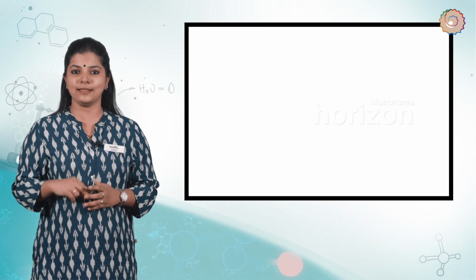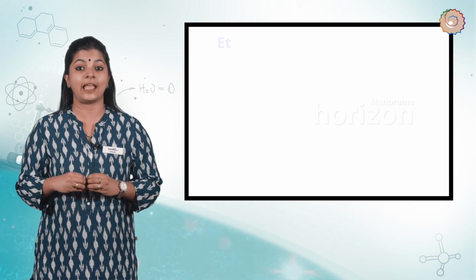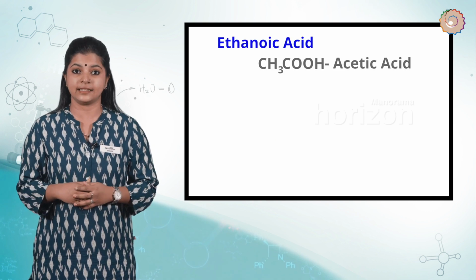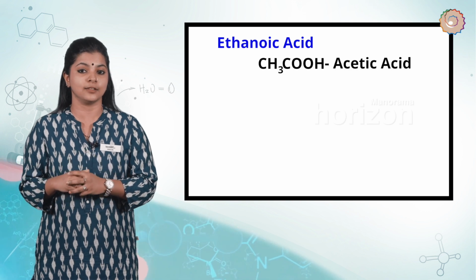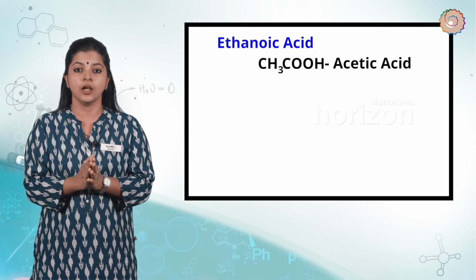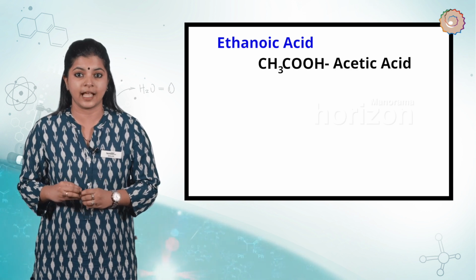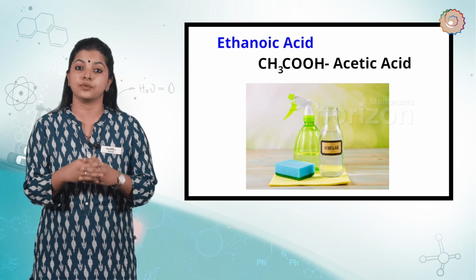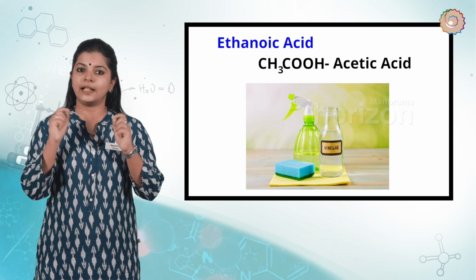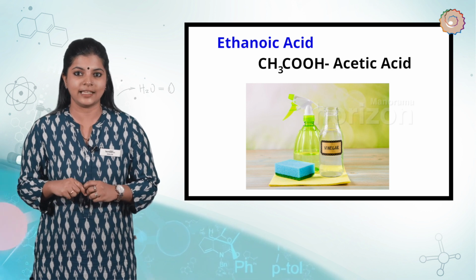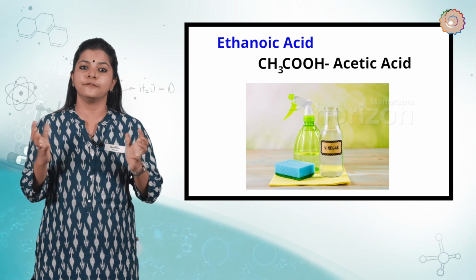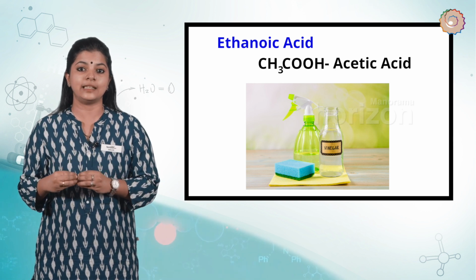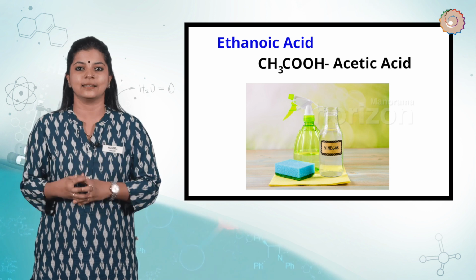Now coming to the second important compound, which is ethanoic acid. Ethanoic acid is commonly called acetic acid and belongs to a group of acids called the carboxylic acids. A 5 to 8% solution of acetic acid in water is called vinegar and is used widely as a preservative in pickles. The melting point of pure ethanoic acid is 290 Kelvin and hence it is often frozen during winter in cold climates. Now this gave rise to its name glacial acetic acid.